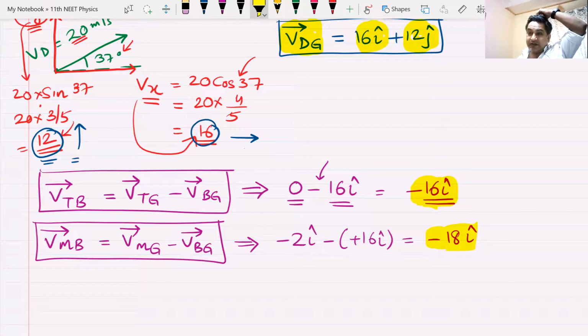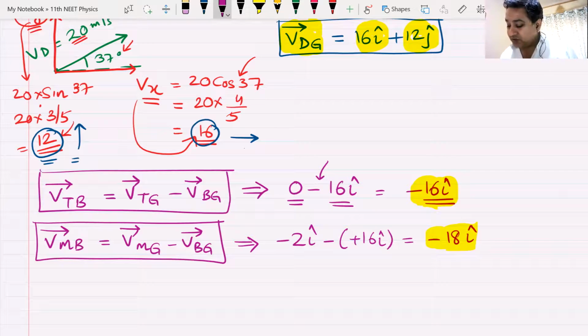Right? That brings us to the last part of this question, which seems to be the most important and the most difficult one. It is not so difficult if you just apply simple physics. What is the last part? Velocity of bird with respect to boy. Niharika, can you tell me that?